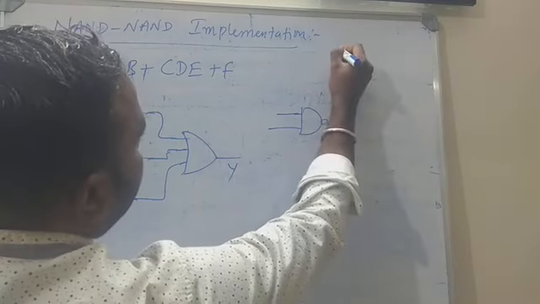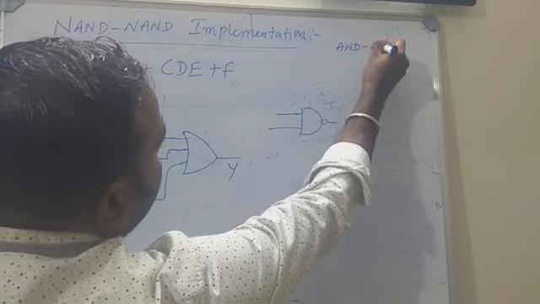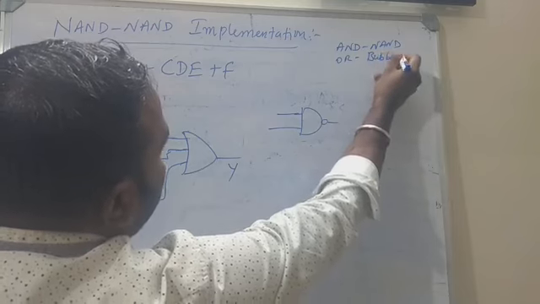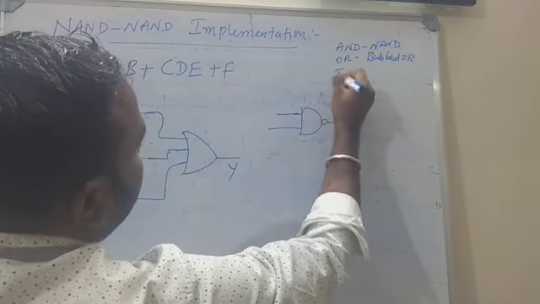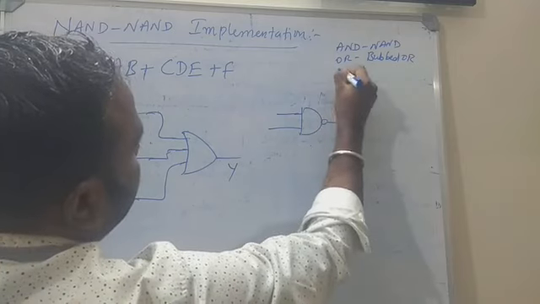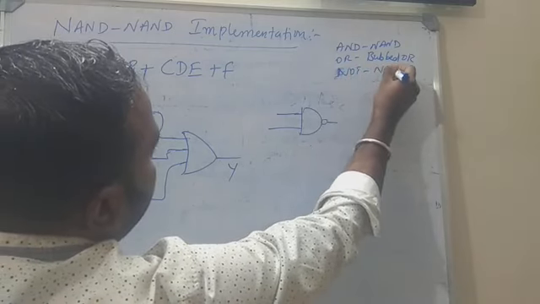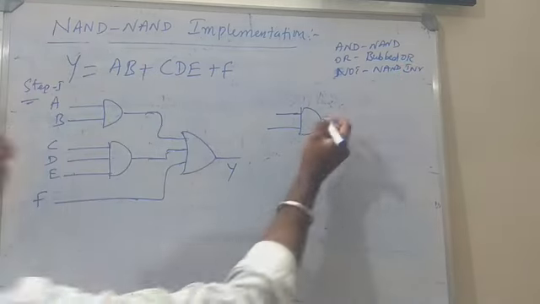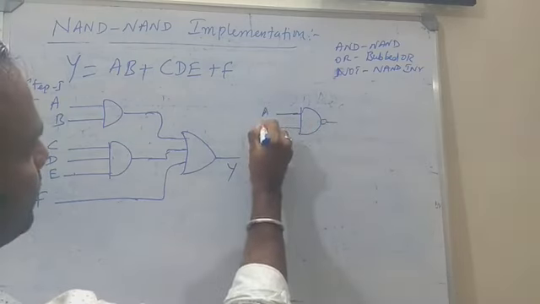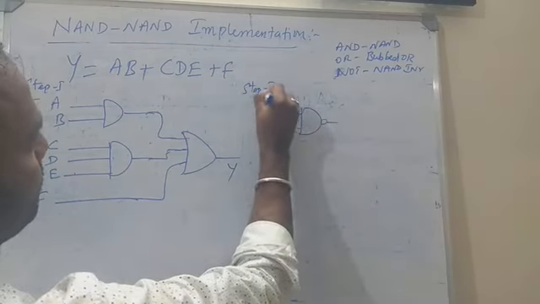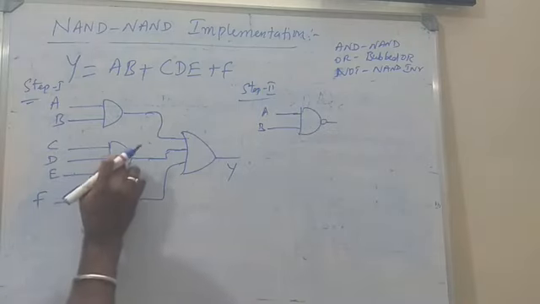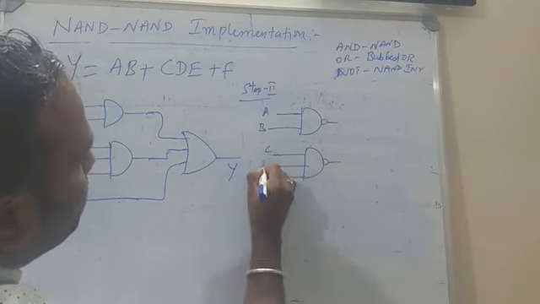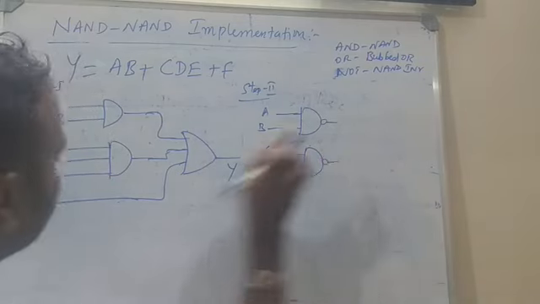We just write here AND by NAND, OR by bubbled OR, and NOT, that is inverter. What does that indicate? NOT by NAND inverter. Okay, now see here the AND gate is there. I have replaced it with a NAND gate, with inputs A, B. Okay, step 2. AND gate, then here also an AND gate is there. I am going to draw C, D, E. Okay, NAND. I have replaced NAND.